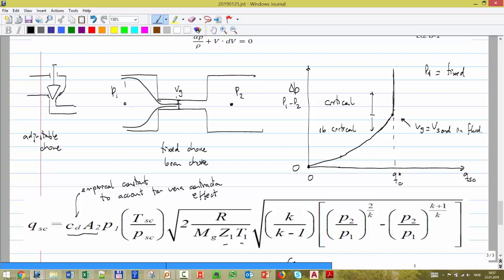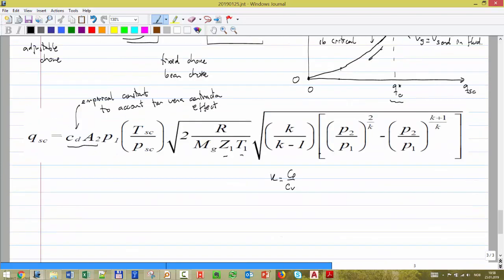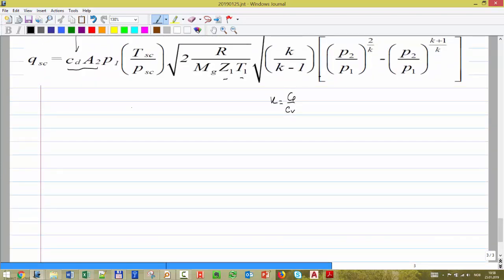So to capture this region I use this equation, and to capture that region the flow will be fixed. Okay? You will be in the critical region. But that's the discussion I had for choke. Do we take a break, or do you want to take the pipeline now? Let's take the pipeline and then we take a break.